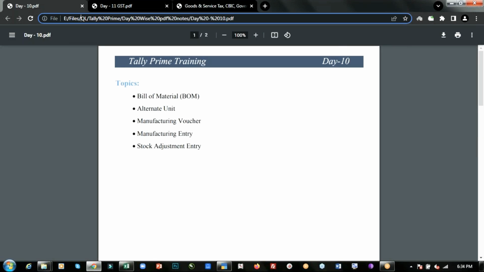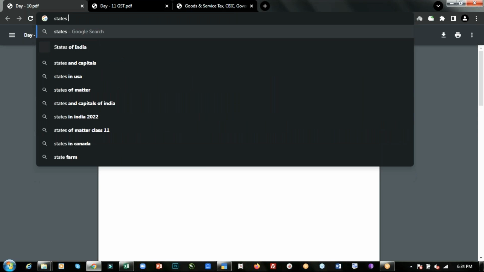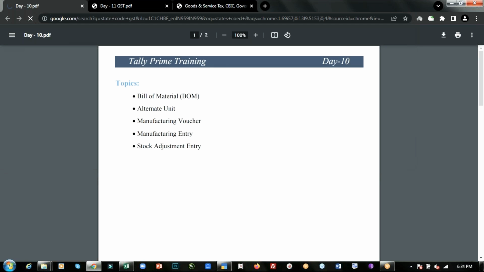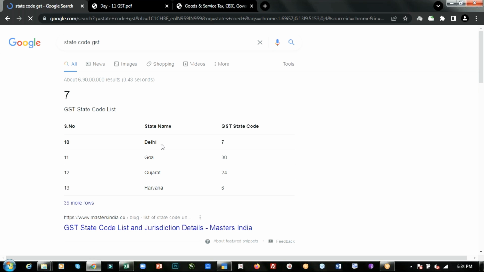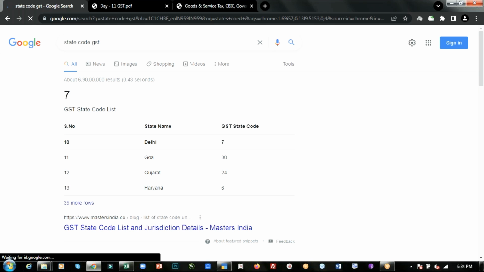Suppose you want to check, you can search on Google for GST state codes. Here you can see Delhi state code is 7, Goa state code is 30, Gujarat 24, Haryana 6. You can check the entire list by clicking on the site.